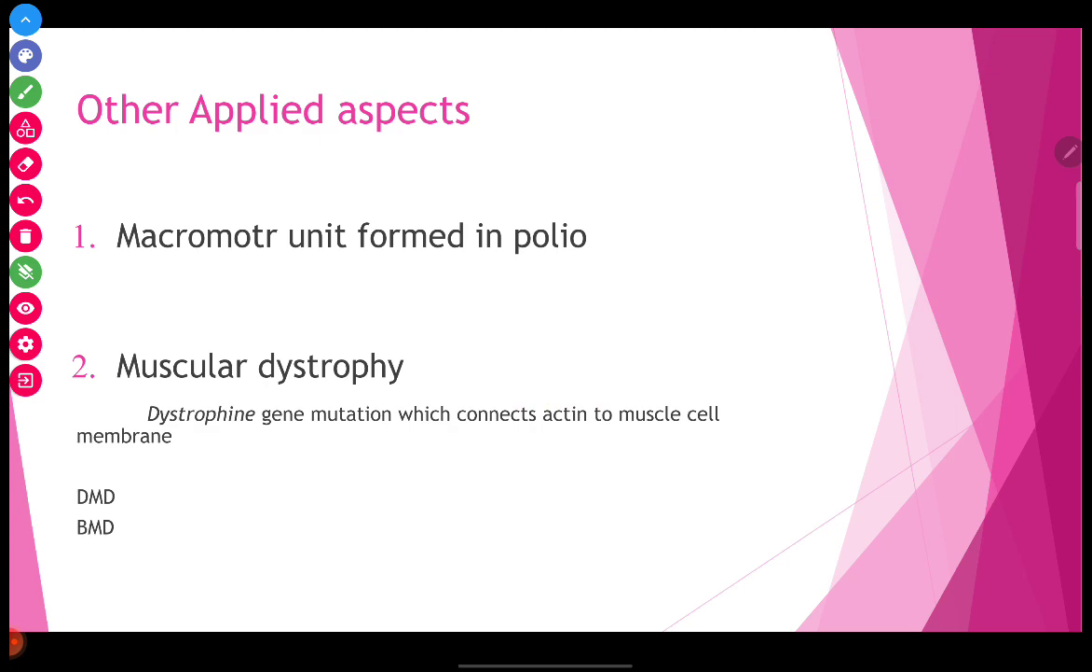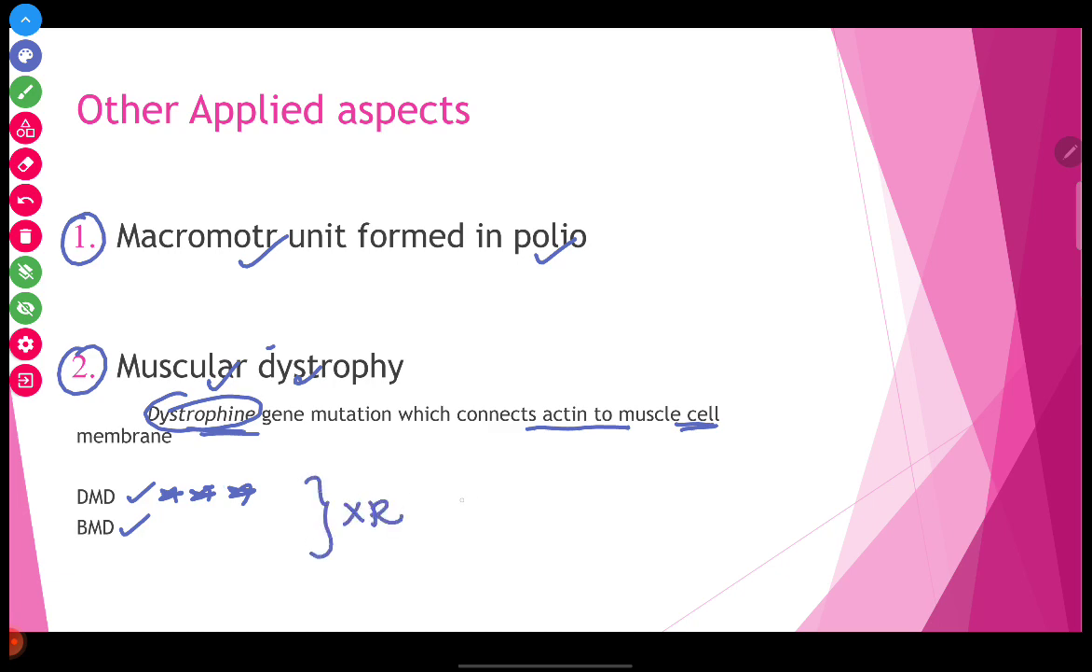There are two more applied aspects for sliding filament theory. It's none other than the macromotor unit formed in polio and the muscular dystrophy, which occurs due to dystrophin gene mutation, which connects the actin to the muscle cell membrane. There are two types of muscular dystrophy. One is Duchenne muscular dystrophy and another one is Becker's muscular dystrophy, both of which occur due to the dystrophin gene mutation. And Duchenne muscular dystrophy is more severe than Becker's muscular dystrophy, and both are X-linked recessive and are seen in male children only.